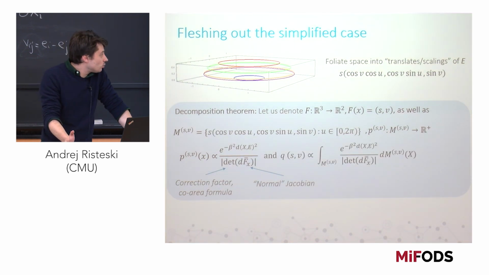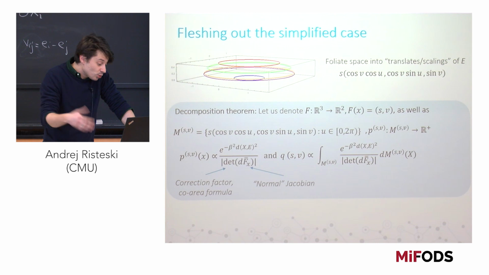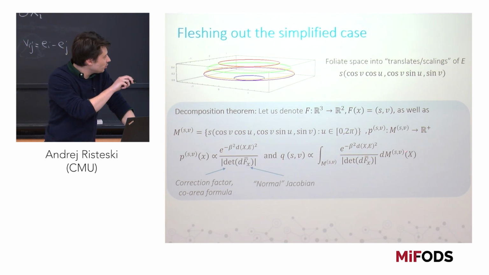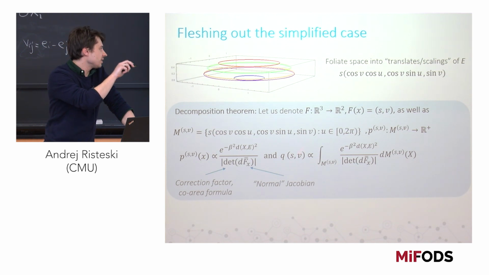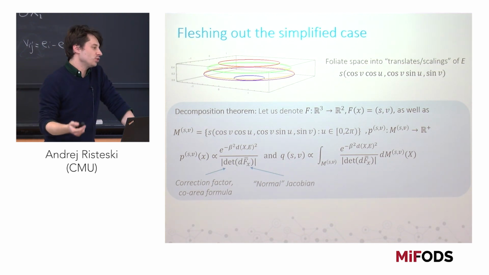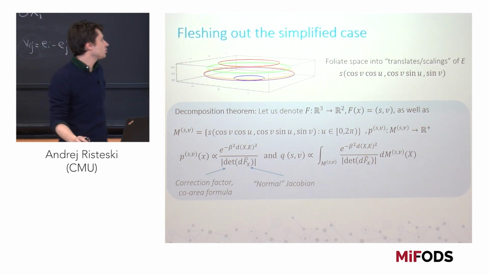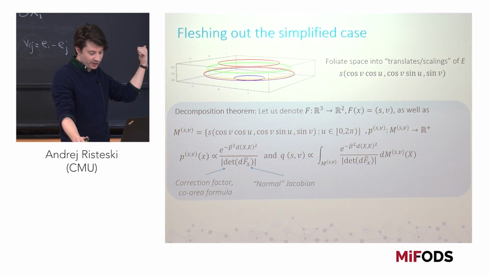And then what's Q? Q is basically the distribution of these members in the foliation. You look at the distribution that you get by integrating the probability mass over that particular member of my foliation. So this is pretty natural, right? You should think of P_{S,V} as the restriction of the distribution we're trying to sample from to one of these members of the foliation M_{S,V}, and then Q(S,V) is the conditional distribution of the members of the foliation.